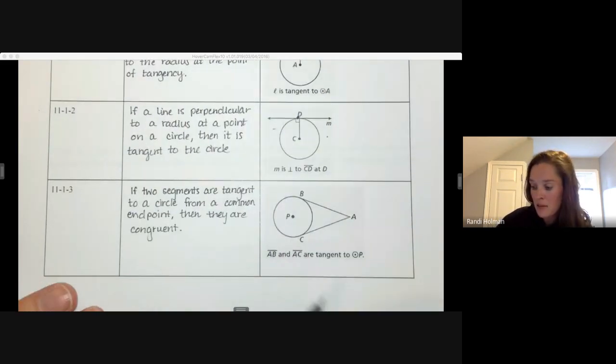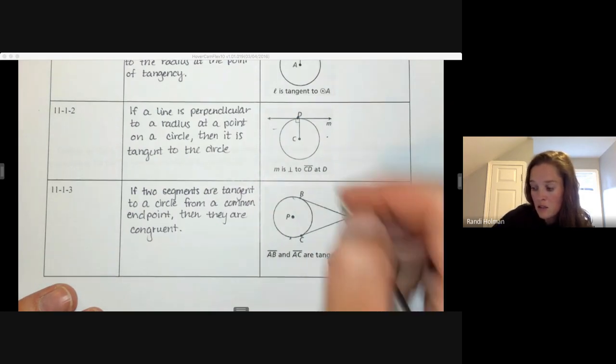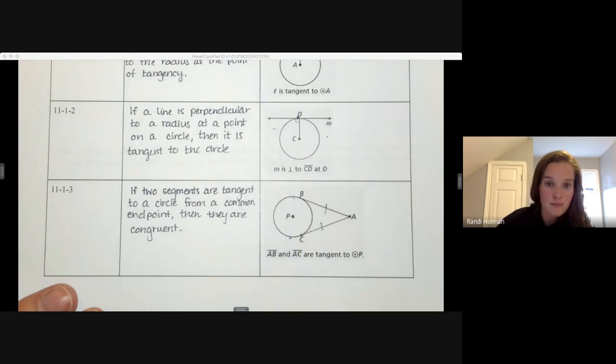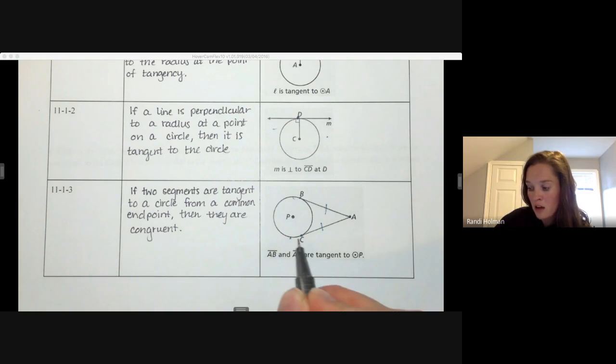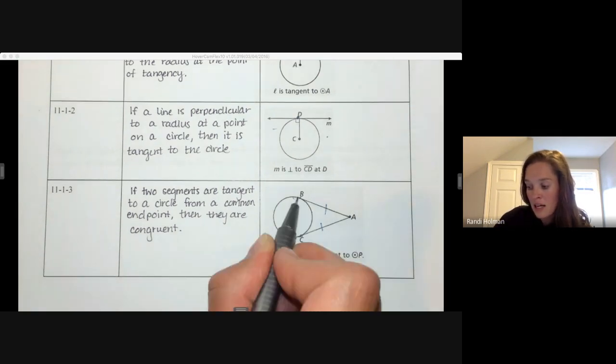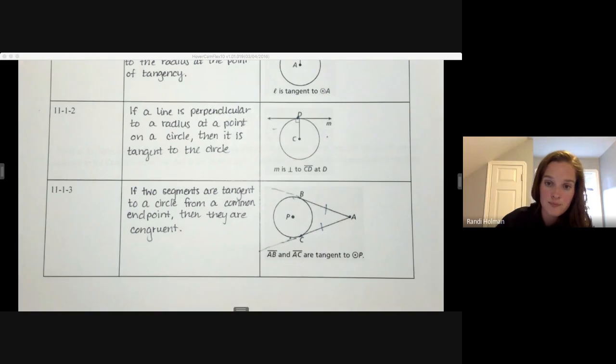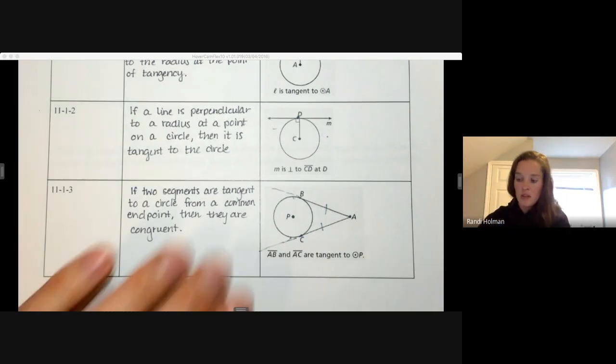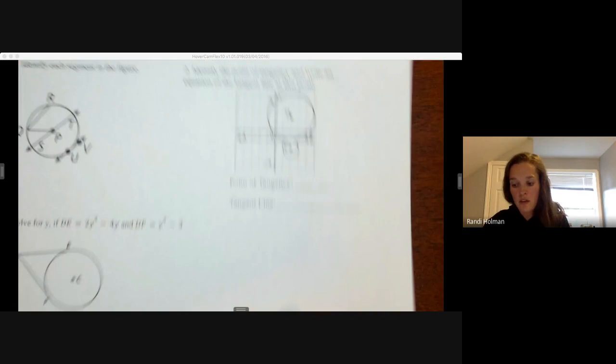And finally, we have some segments. If we have these segments set up like this, where we have two segments that are coming from some common endpoint, tangent to a circle at their other endpoints, these two segments are congruent. So anytime you have two segments coming from a common endpoint that just touch the circle at their other endpoints, so if you continued on this line AC or this line AB, it would not cross your circle again. So we have those relationships.